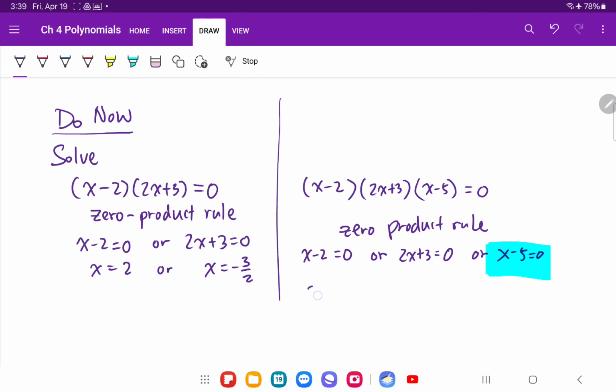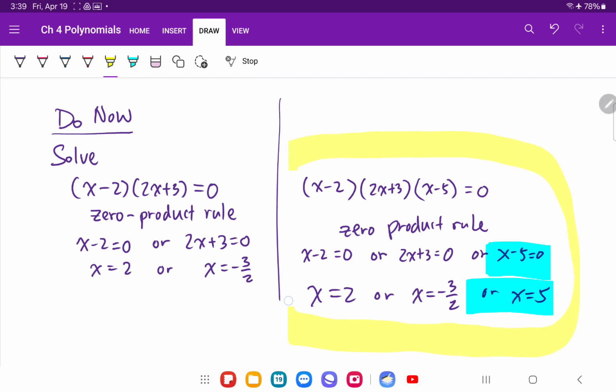And you end up with 3 answers. X equals 2, or x equals negative 3 over 2, or x equals 5. So there is now a third solution. So that is it. We are going to do solving. Now that you have heard me saying this, technically speaking, there is really nothing new to this topic already. We just have to incorporate this concept of solving into what we have just learned. And let's do that.